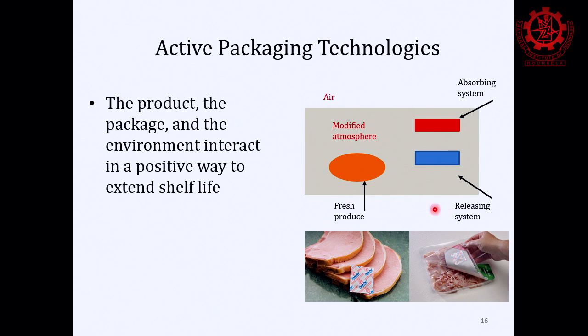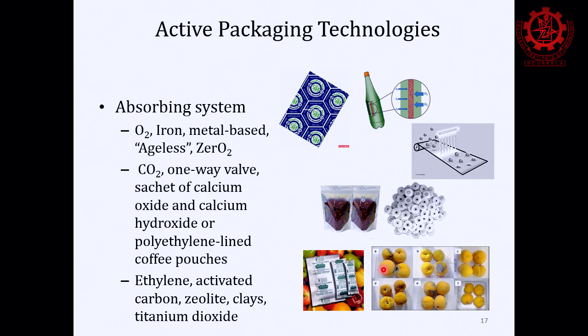But what about the releasing? What kind of things may we want to release? You want to release some antimicrobials. So absorbing systems, for oxygen, could be iron or some metal-based materials which can react with the oxygen and consume the oxygen. So either you could have it in the form of a sachet, as you see in the previous slide, or you could have it embedded into the polymeric structure.